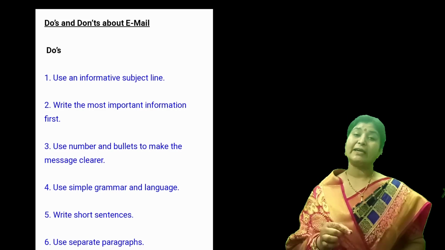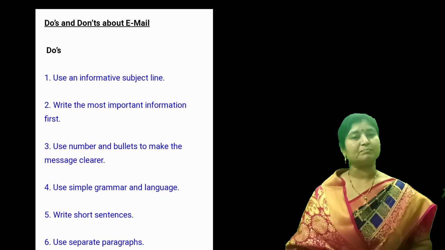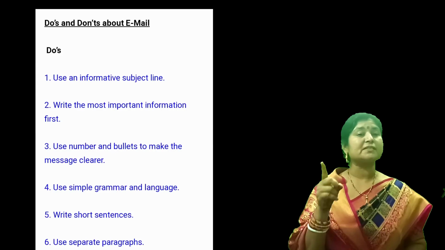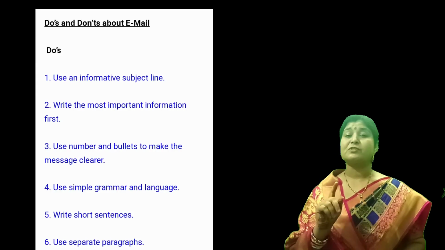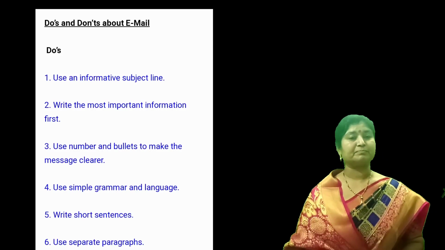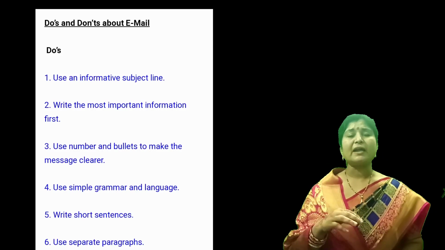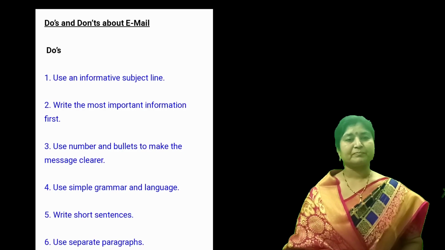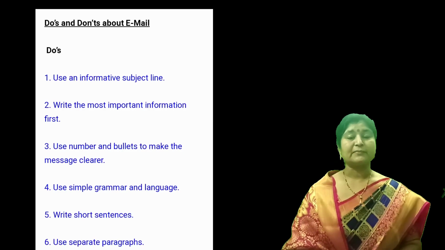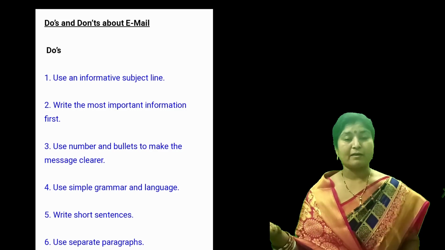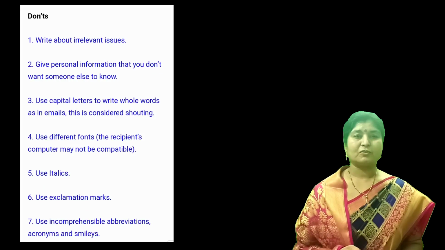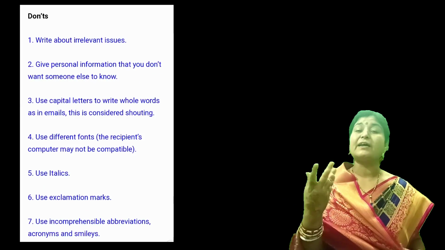Use an informative subject line. Write the most important information first. Use numbers and bullets to make the message clear. Use simple grammar and language. Always try to write short sentences. Then use separate paragraphs. So what must we not write while we are writing emails?